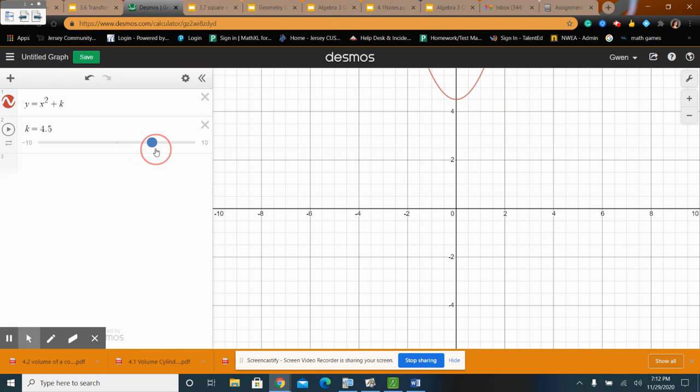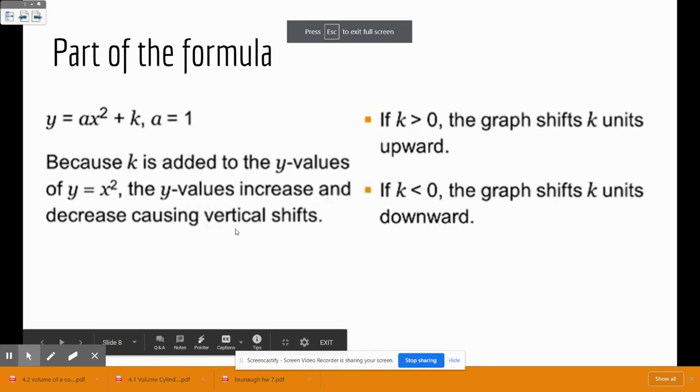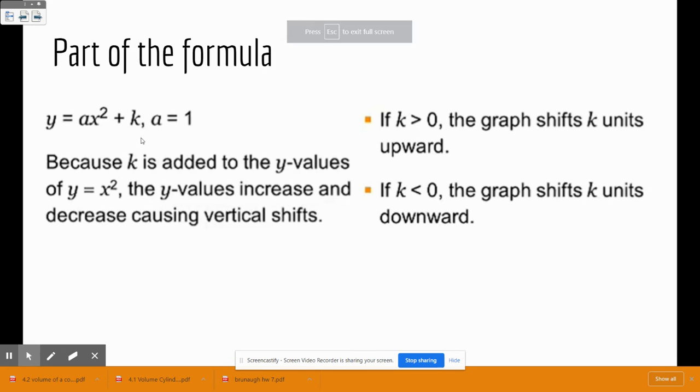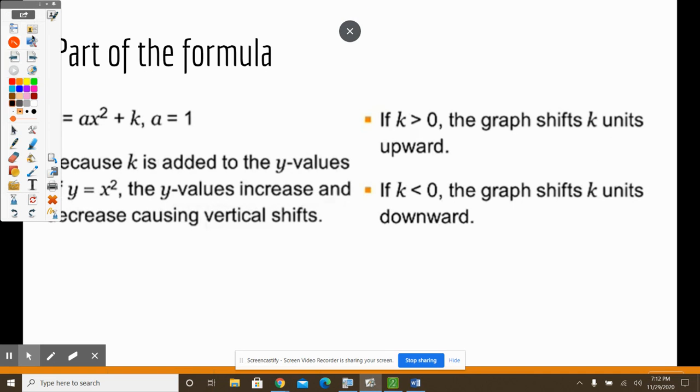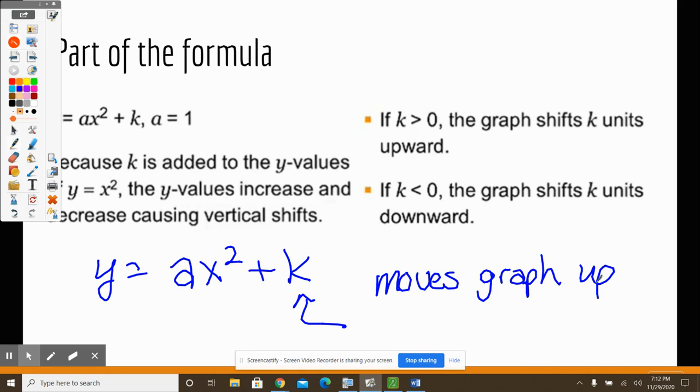All you're doing is moving it up. The parabola is the exact same. It is congruent all the time. It's just being moved up or down. And if k is negative, it's being moved down. And if k is positive, it's being moved up. So what does k do? Well, the mother function is x squared, and what k does, if it's greater than 0, it goes up, and if k is negative or less than 0, it goes down. So what I would write down, for ax squared plus k, I would say that the k moves the graph up or down.